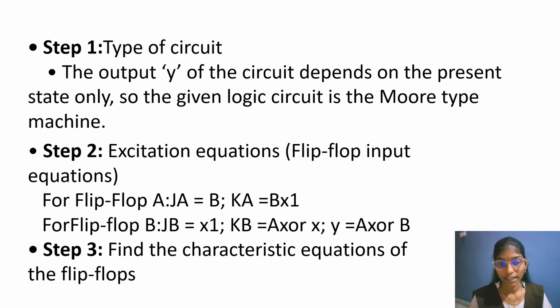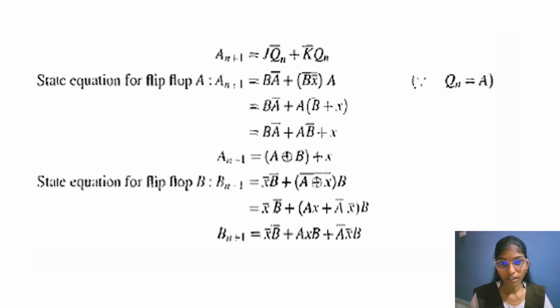Step 3. Find the characteristic equations of the flip-flop. Here, Qn plus 1 is equal to J Qn bar plus K bar Qn. Here, Qn is equal to A. An plus 1 is equal to B A bar plus B X bar whole bar into BA bar plus A into B plus X. BA bar is equal to AB bar plus X. An plus 1 is equal to AX or B plus X.